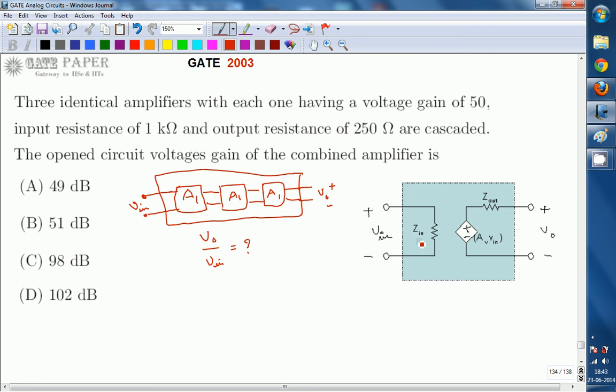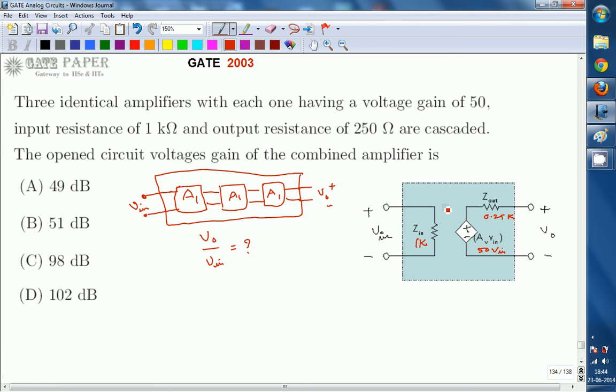Here Zin is given as 1K, Zout is 0.25K, and Av is 50 times Vinput. V0 over Vinput is the gain. This is the effective input signal you apply to the amplifier, and this is the amplified version, V0. Such amplifiers, three of them, are going to be cascaded. By that time, what will be the overall voltage gain? Look at this one: it is 50 times the input voltage connected across the input terminals of this stage.